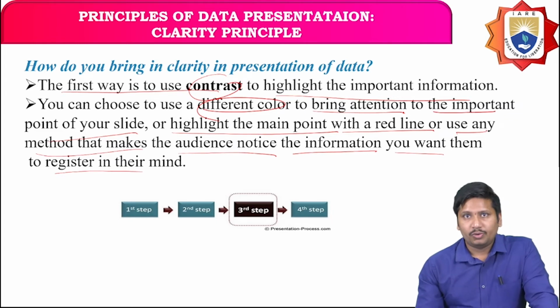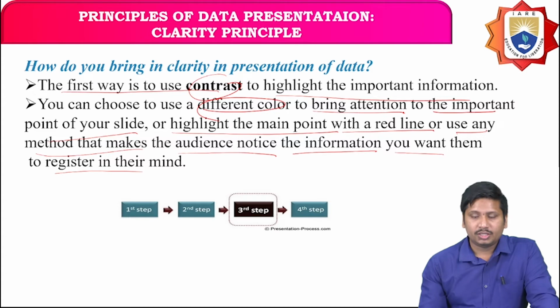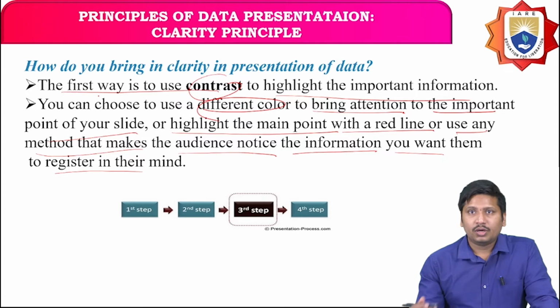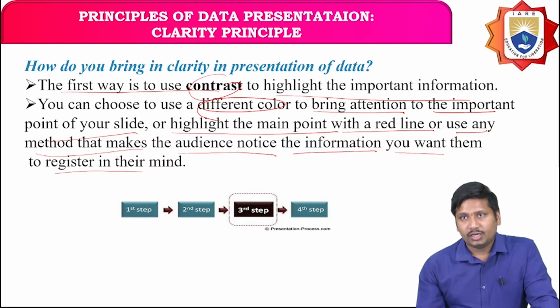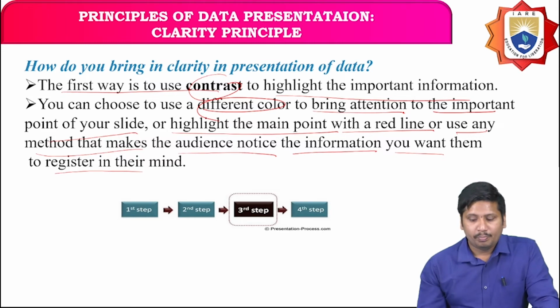So how do we bring this clarity into the presentation of the data? We have to concentrate on highlighting the important information that you want to show to the audience. In what way? I can make use of a different color to bring attention to the important part of the slide, or make use of red lines, or some other different methods so that the audience notices and can clearly register in their mind what is the step.